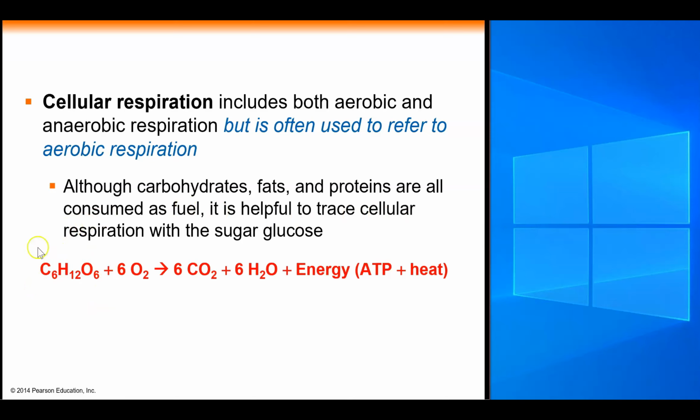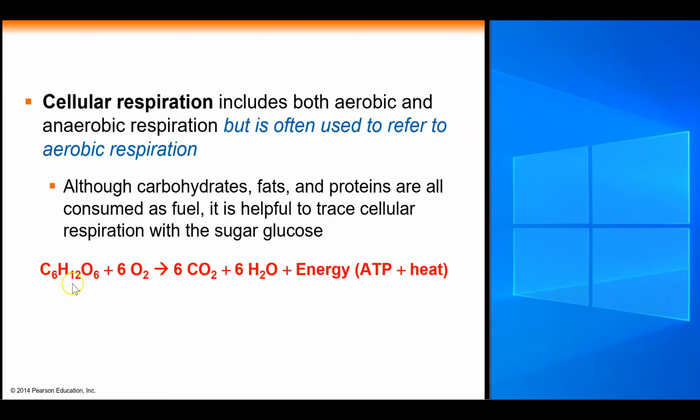So C6H12O6, this is glucose. And so we use glucose in the presence of oxygen here, 6 molecules of oxygen. We can then degrade the glucose down to carbon dioxide. We make 6 of those molecules, 6 molecules of water, and we release energy. Most of that energy is actually released as heat, but some of it can actually be used to make ATP for the cell, so it has some sort of energy available to do cellular work.